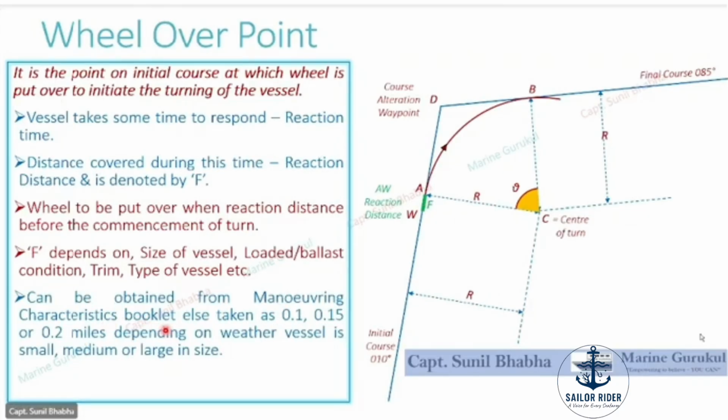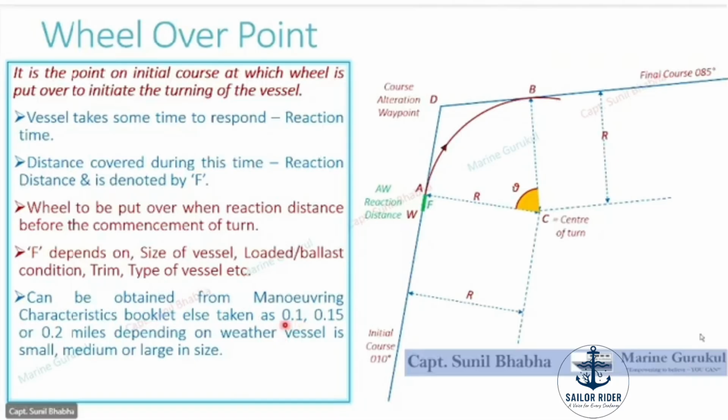Now, this reaction distance can be obtained from the maneuvering characteristics booklet. For most of the new building ships, this is available in the maneuvering characteristics booklet. And in case it is not available, this reaction distance F can be taken as a general common value of 0.1 nautical miles for small ships, 0.15 nautical miles for medium-sized vessels, and 0.2 miles for large vessels. These are the general figures which can be taken for reaction distance F if it is not available in the maneuvering characteristics booklet of the vessel.